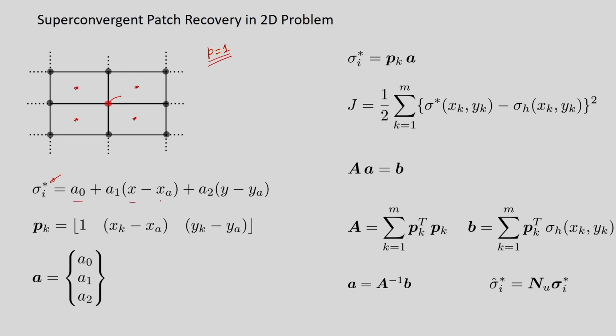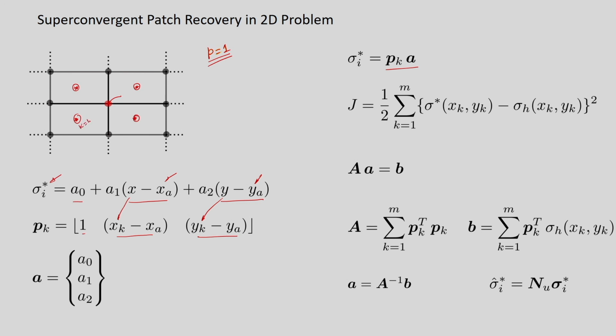So, constant term, linear in x and linear in y term, where x and y, as I already told, is basically the coordinate of the mid node. Now, this recovered stress has been written as p times a, the bold font represents vectors, where p comprises these monomials, while x has been substituted with xk and y with yk, where these xk and yk are the coordinates of these super convergent points.